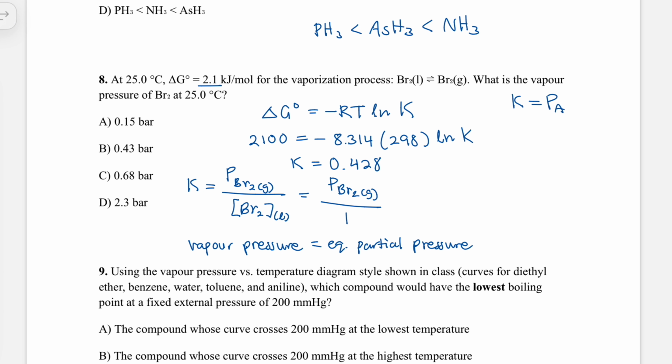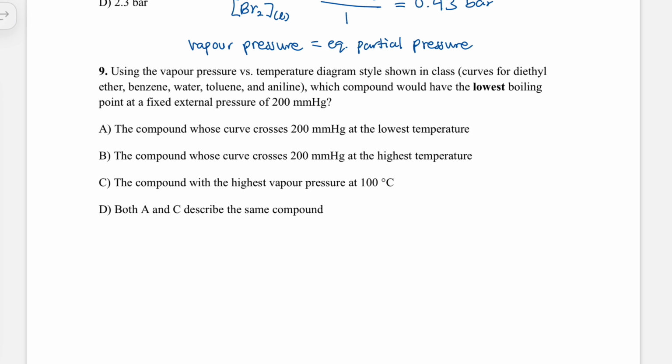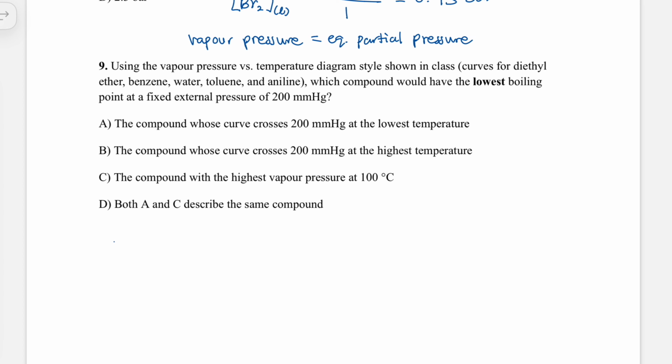Okay, question 9. Using the vapor pressure versus temperature diagram style shown in class, which compound would have the lowest boiling point at a fixed external pressure of 200 millimeters of mercury? So they talk about this vapor pressure versus temperature diagram. That is the one that looks like this. So it has a curve kind of like this, and then we have temperature on the x-axis and vapor pressure on the y-axis.